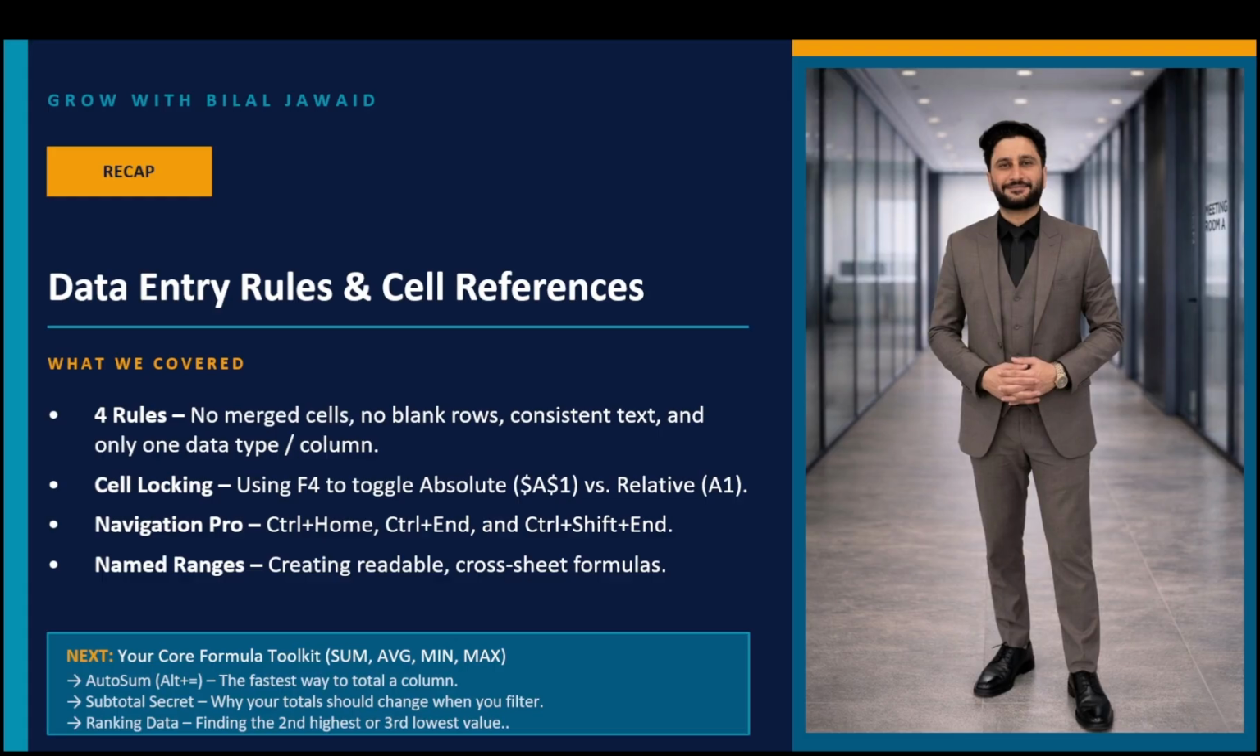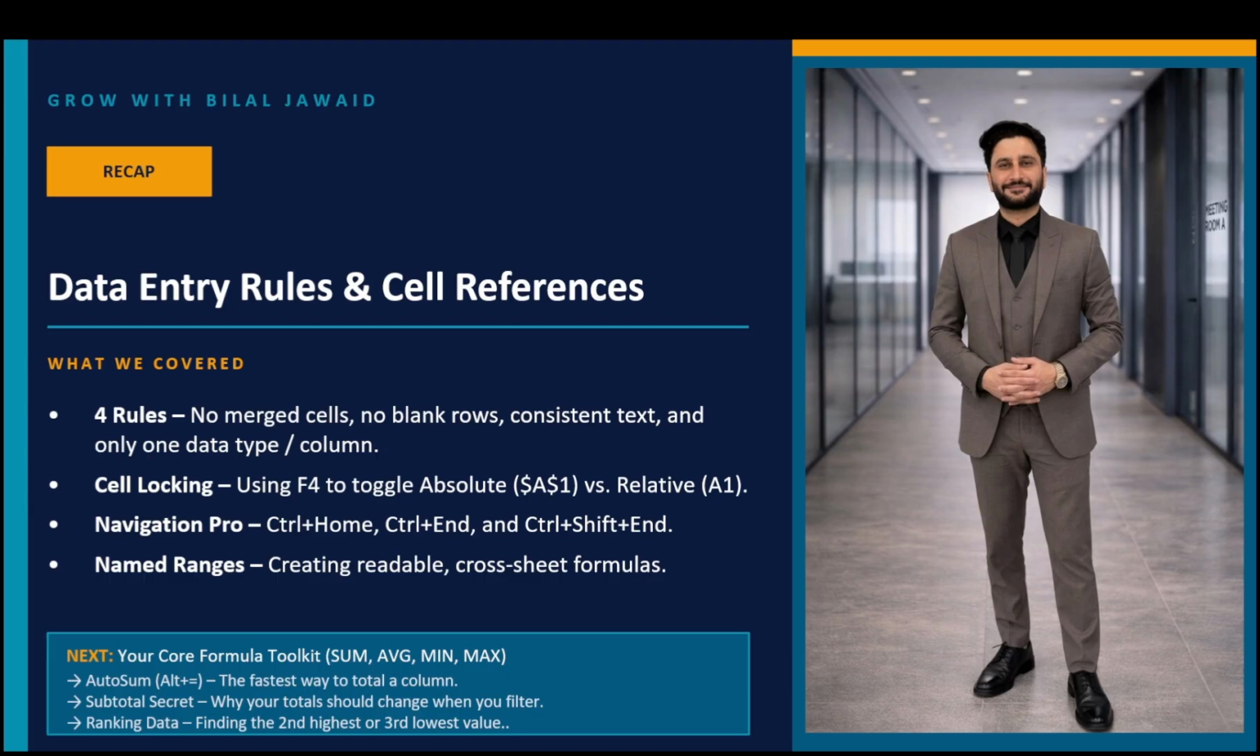And that's a wrap for today. Quick recap of today's lecture. Four rules: no merged cells in your data, no blank rows, consistent text values, and one data type per column, no exceptions. Now remember, relative references move when you copy a formula. Absolute references stay locked with dollar signs. Use F4 while typing to switch between them. You'll use this a lot.